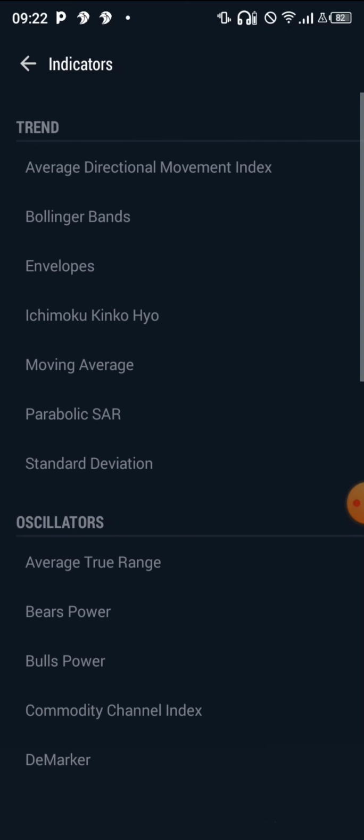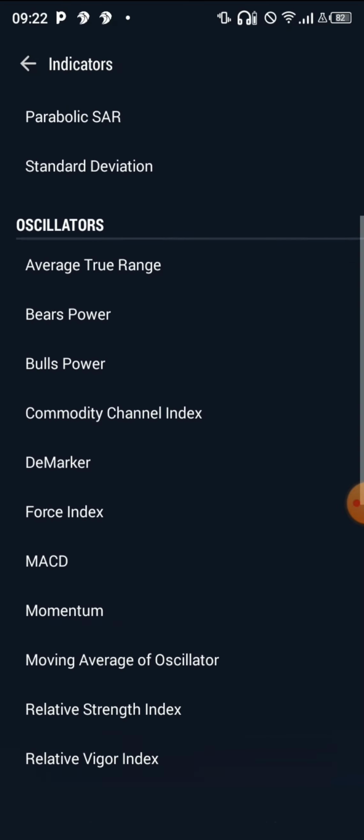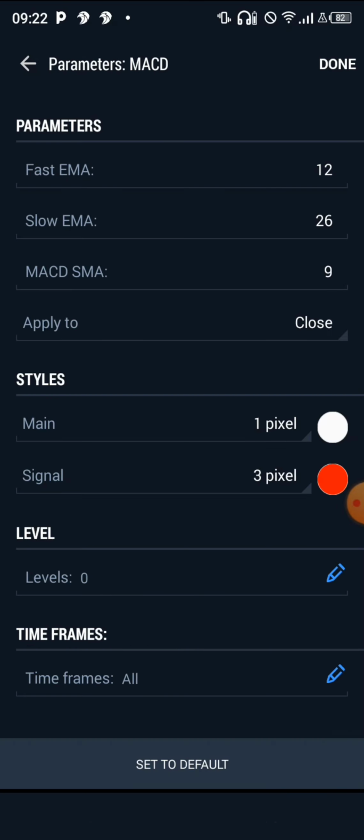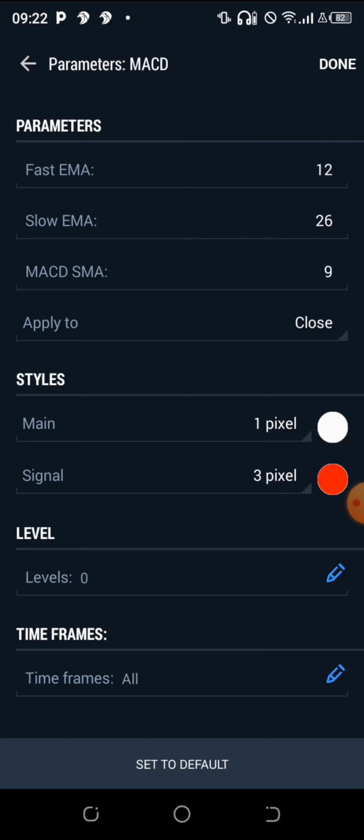Then you go back, you click on the F icon, then you come under oscillators. Under oscillators, you click on your MACD. On your MACD, you have a fast EMA of 12, slow EMA of 26, MACD SMA of 9, apply to close. Then the styles. Here you need to make some changes. The main line, with me, I'm going to use 1 pixel with the color white. Why am I using white? Because it is the color of my background. So you need to change it to the color of your background.